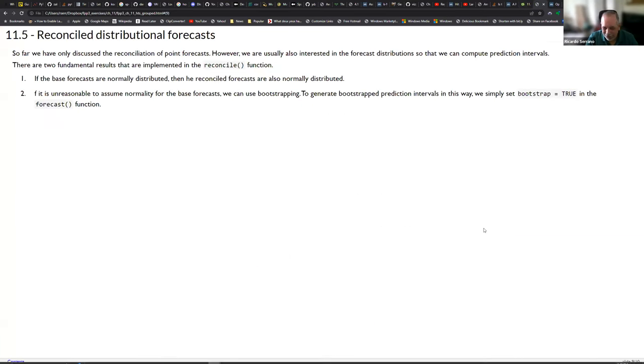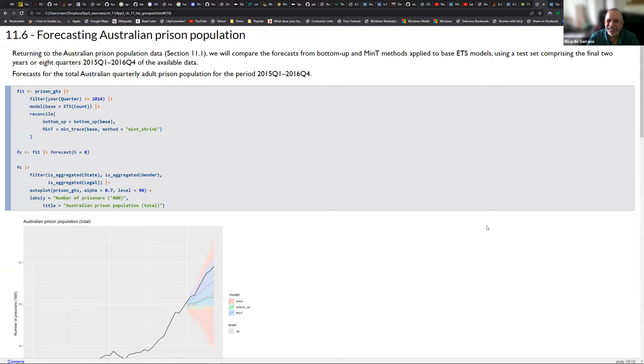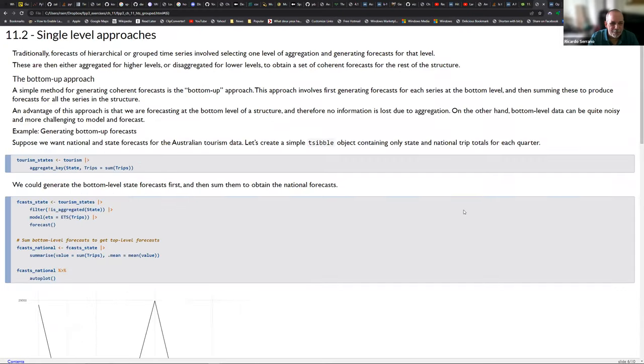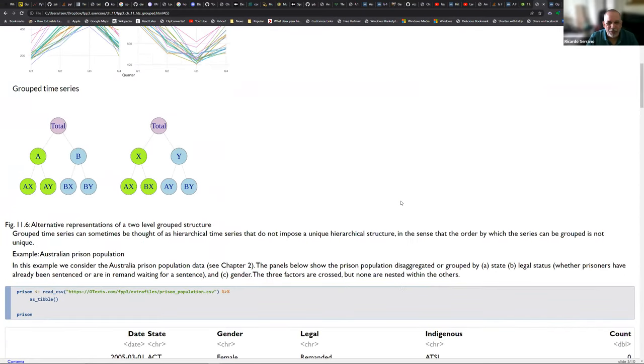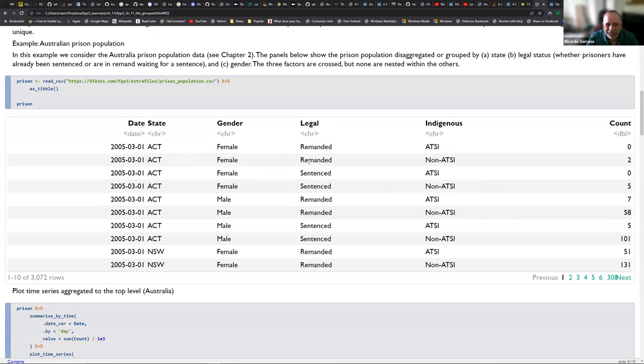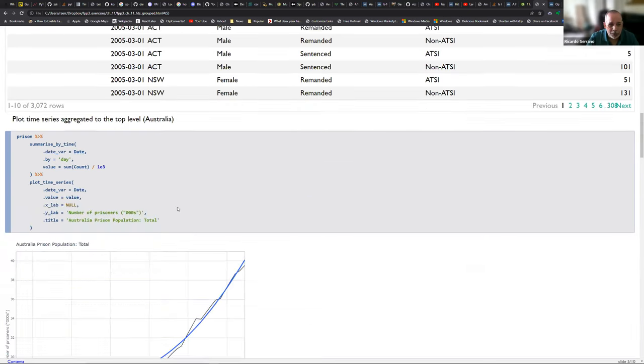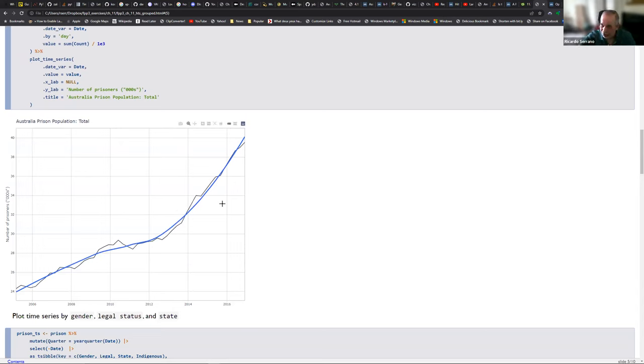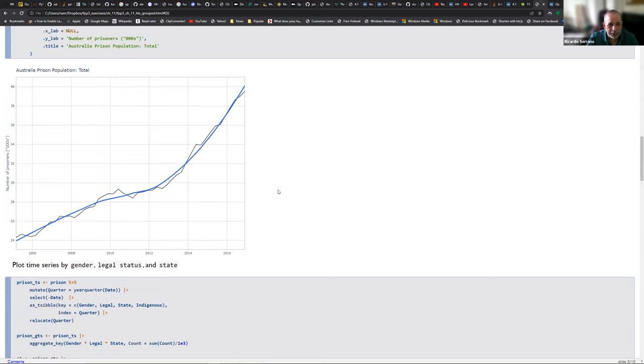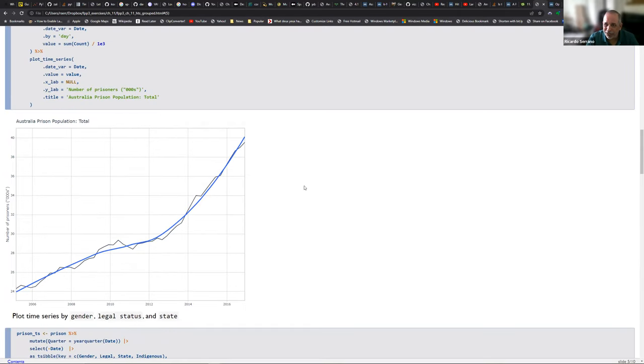So let's go then to the prison population. Okay, so now we go back. All right, so in the prison population, this is an example of the grouped time series. And this is the data set, and we're going to consider only three levels: the state, the gender, and the legal status. We plotted the aggregation of all the levels. We see that it's monotonic, it just goes up, there's no seasonality. By the way, is this stationary or non-stationary? Non-stationary, right? Okay, good. Remember that for your ARIMA.